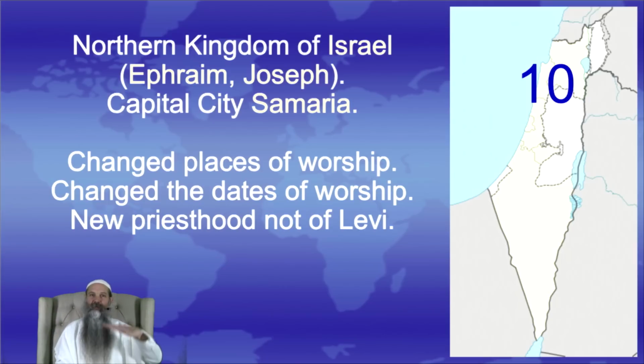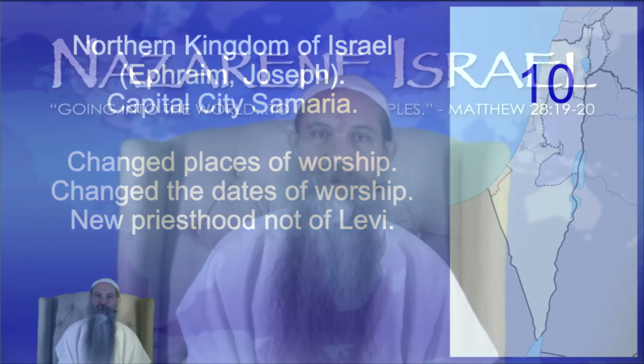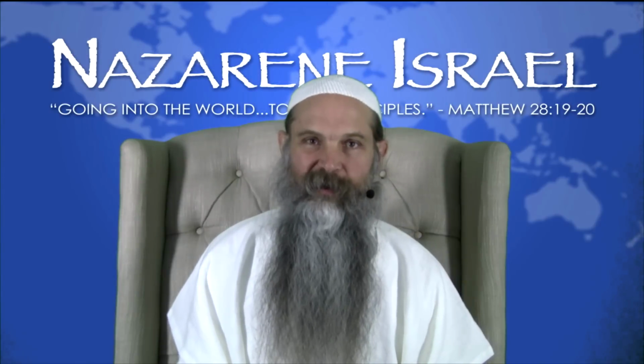And so point for point, this is effectively what the Catholic Church would later do. They would change the places of worship to Rome and then other cathedrals and other cities around the globe. They're going to change the dates of worship. They're going to move the Passover back to Easter, and they're going to move the Feast of Tabernacles back to December the 25th and Christmas. And they're also going to have a new priesthood that is not of the sons of Levi.